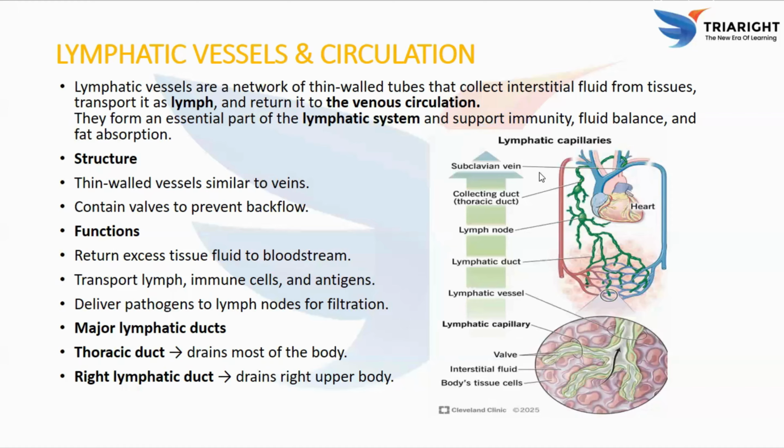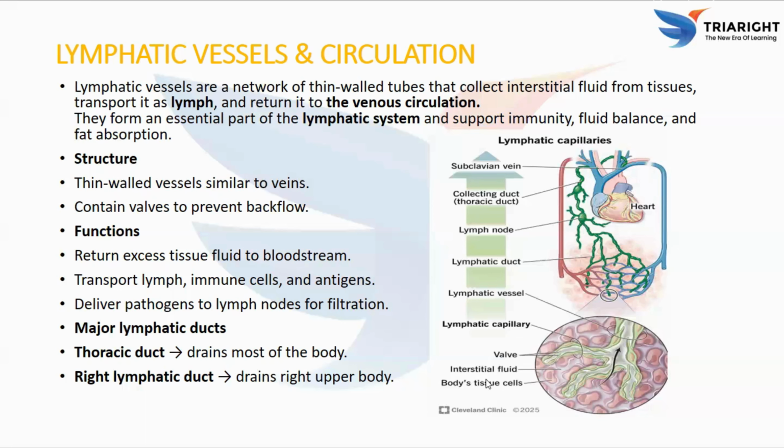So here is a diagram showing the lymphatic capillaries in the tissues collecting lymph. Lymph moves through lymphatic vessels, then through lymph nodes, which are the filtration stations, and then it moves through the lymphatic ducts, then to the subclavian vein, and then back to the heart.